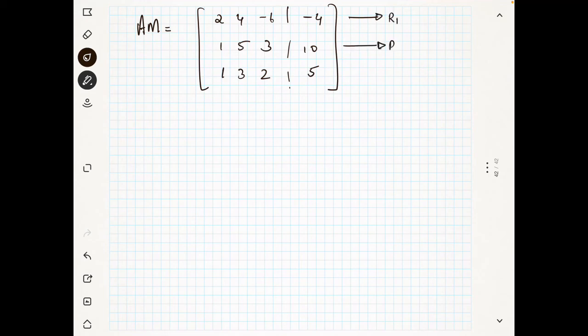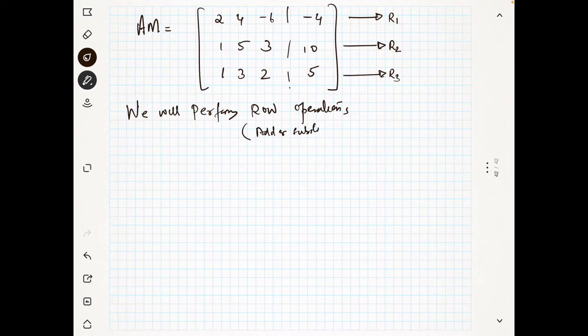Now you can consider this is row 1, this is row 2, this is row 3. So we will perform row operations. That means you can add or subtract between rows, okay, to obtain an upper triangular matrix.